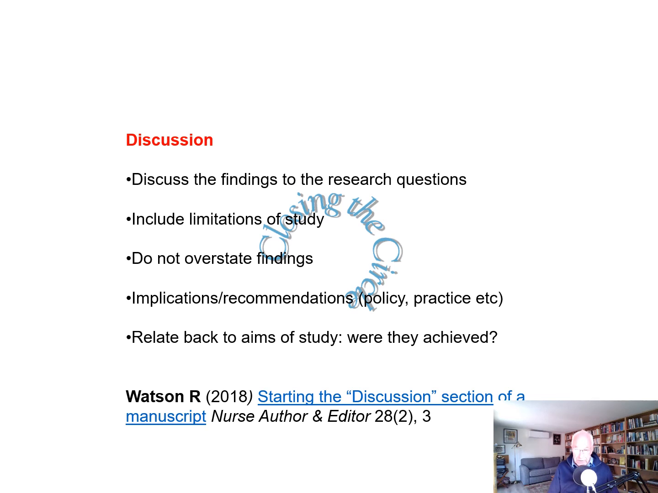So to start the discussion section of a paper, restate the findings and then bullet point or just present in a brief statement what the main findings were. Use those main findings to structure the paper thereafter before you then start to draw out the implications and then the limitations.